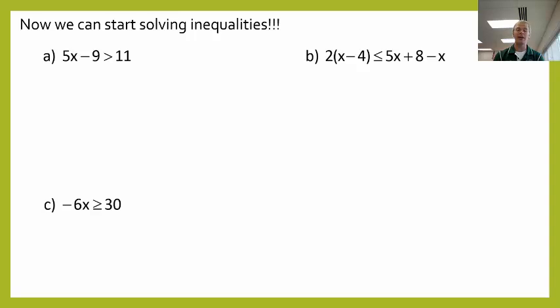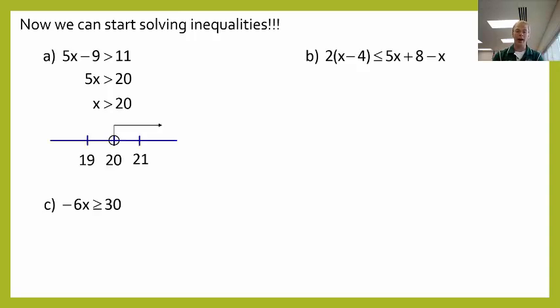In A here, we got 5x minus 9 is greater than 11. This is a two-step inequality. So I add 9 to both sides, divide by 5 on both sides, and graph my solutions here on my number line.